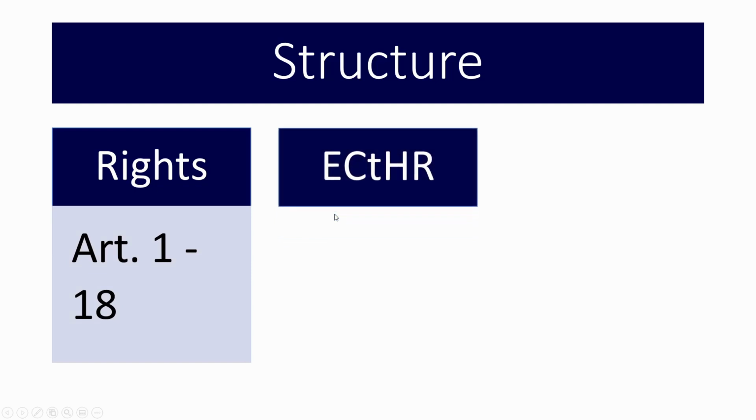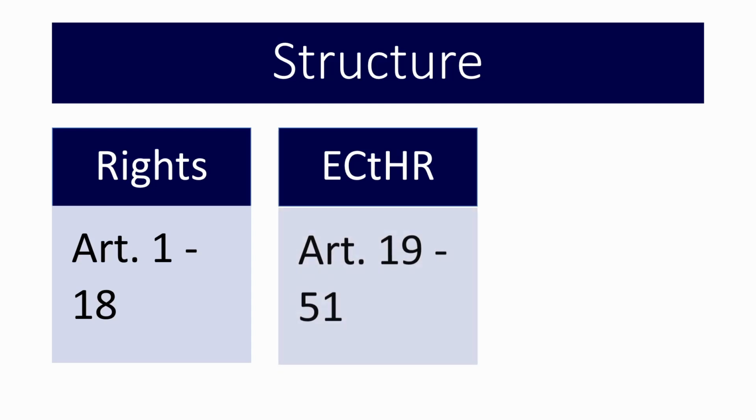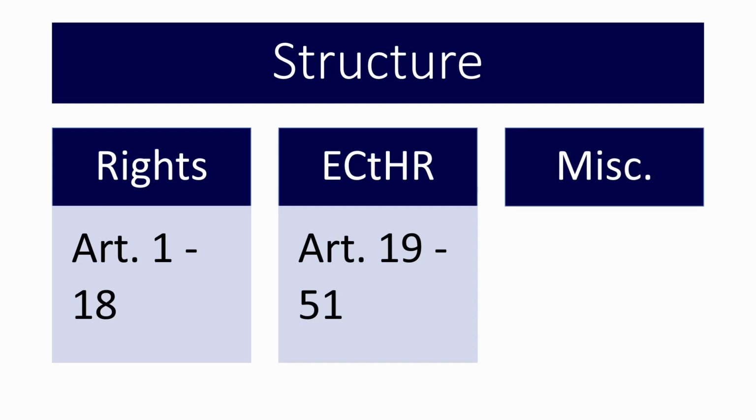The second part of the Convention is concerned with the European Court of Human Rights. It sets out the structure of the court and the procedure before it. These articles are complemented by the Rules of Court, which contain more detailed rules. The Rules of Court are adopted by the judges of the European Court of Human Rights and occasionally updated. The third part of the European Convention on Human Rights has the title Miscellaneous Provisions.